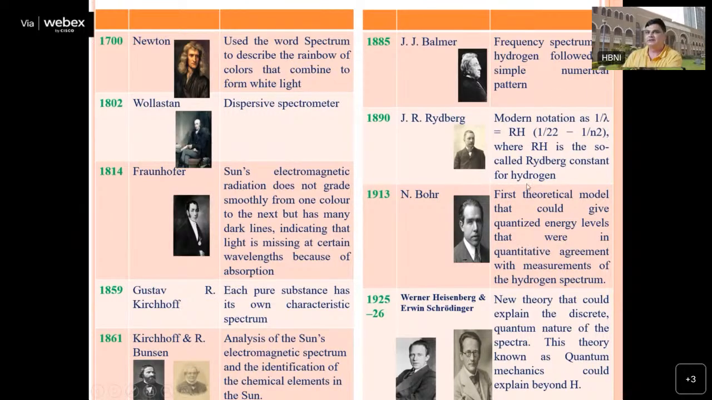Then in 1913 came Bohr, the first theoretical model that gave quantized energy levels in quantitative agreement with the measurement of the hydrogen spectrum. But certain issues remained, because those calculations were not that accurate.